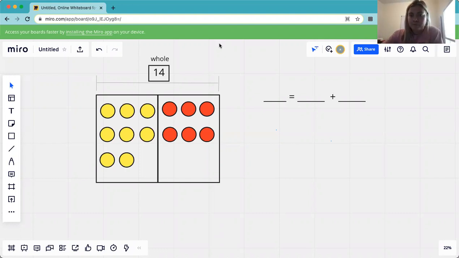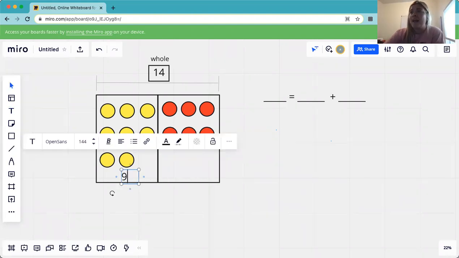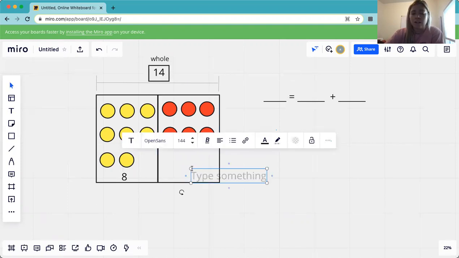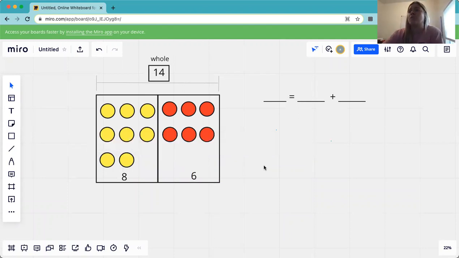All right. Here we have our whole, which is 14. Our yellow, we have 1, 2, 3, 4, 5, 6, 7, 8. So I'm actually going to write the numbers that help us. So we have 8 right here. How many blocks right here? 1, 2, 3, 4, 5, 6, 6 right here. And then our whole is 14.